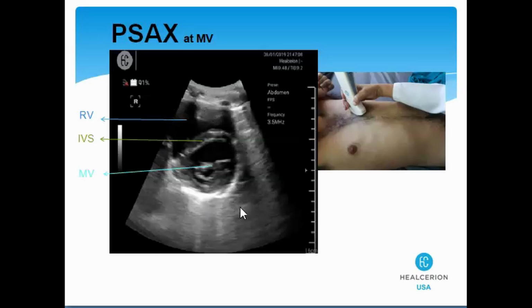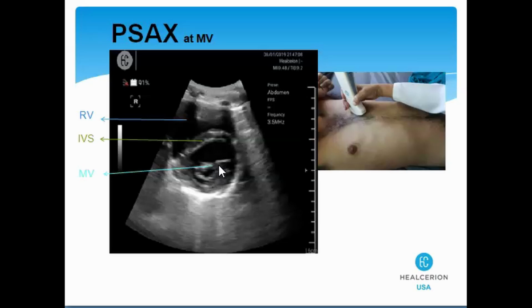When you move your probe like that, with the indicator pointing towards the patient's right hip, you will get the transverse or short axis view of the left ventricle. Now this is the view at the mitral valve. So look over here. This is the left ventricle, and these are the leaflets of the mitral valve.